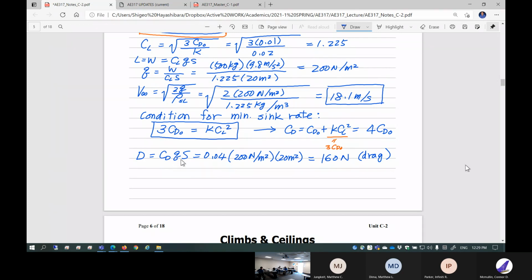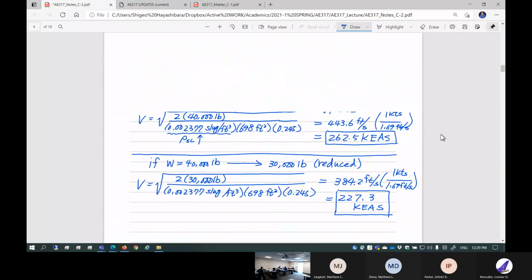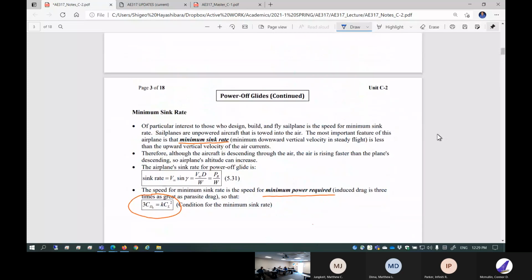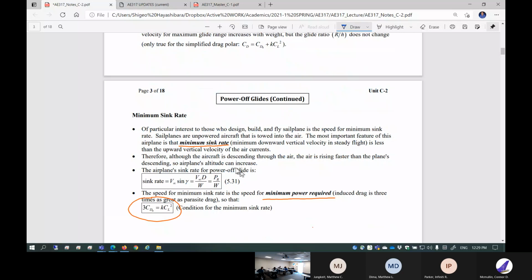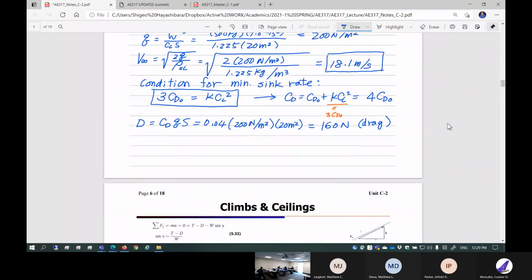Minimum sink rate, let's just go back to the equation. Maximum sink would be vertical. It's like a crash, going vertically down to the ground. So the minimum sink rate equation requires drag. Drag multiplied by velocity is power required, of course. Drag times velocity is a power. So this is the equation. We are going to pick up equation 5.31 and then complete this.